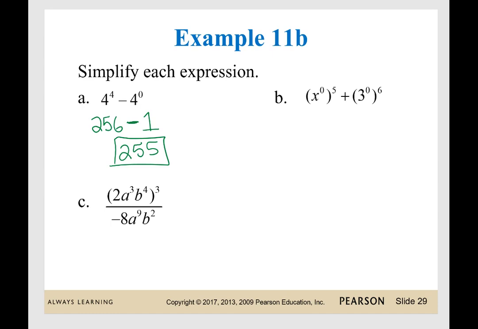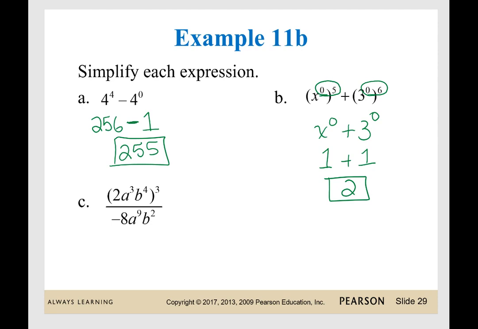All right, B. When I see this problem, the first thing I see is I have powers to powers. So that's the first thing I'm going to look at. Powers to powers. So x to the 0 times 5 is 0, plus, keep the base, multiply, 0 times 6 is 0. x to the 0 power is 1, 3 to the 0 power is 1, and 1 plus 1 is 2. So there's my final answer.